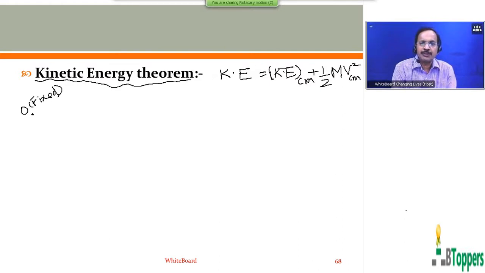Here KE subscript CM represents the total kinetic energy of the system of particles with respect to the center of mass of the system. Capital M is the total mass of the system. And V_CM represents the magnitude of the translational velocity or linear velocity of the center of mass of the system. So I would like to give you the proof for this conclusion.